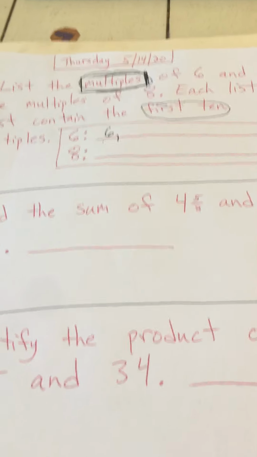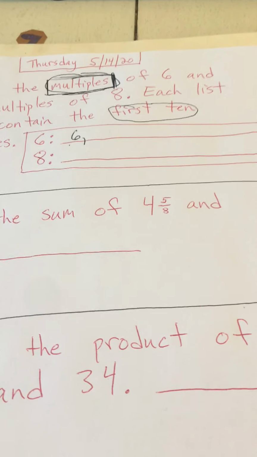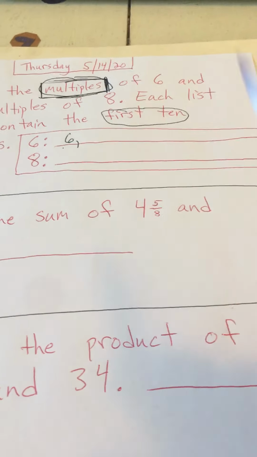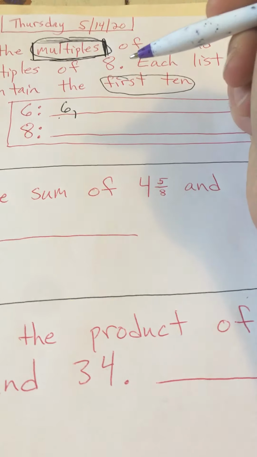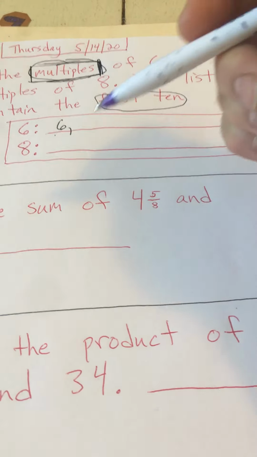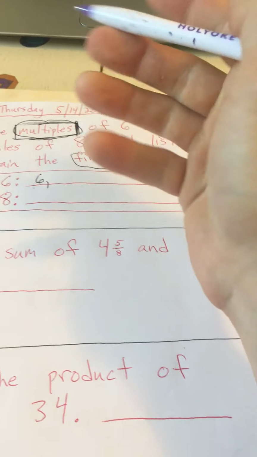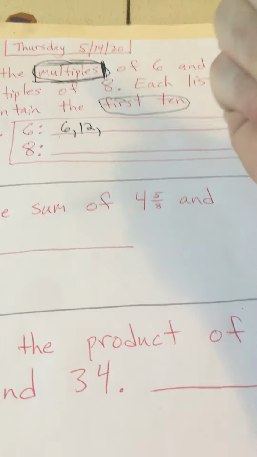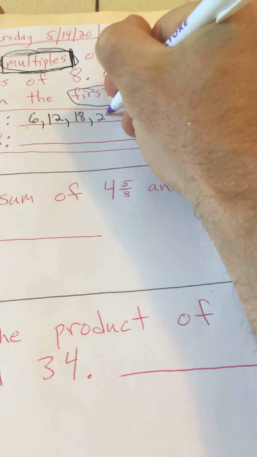So if you don't know your multiplication facts, we really need you to be going on Extra Math and practicing those or using flashcards at home. But this is another strategy if you don't know your facts yet. 6 times 1 is 6. To do 6 times 2, you can just add 6 more. So 7, 8, 9, 10, 11, 12. So 6 times 2 is 12. Then add 6 more: 13, 14, 15, 16, 17, 18. 6 times 3 is 18.